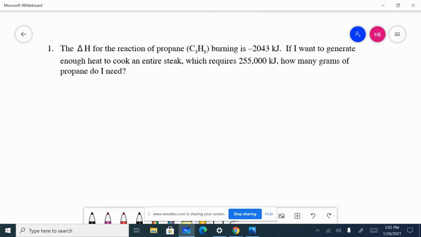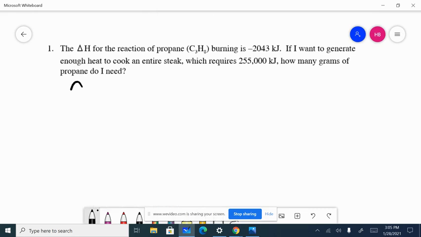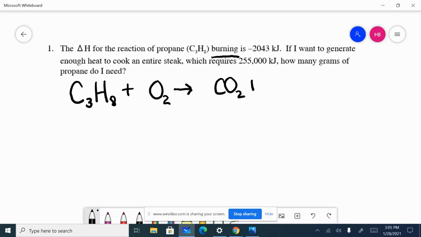So the first thing we need is a balanced chemical equation. So propane, which we use in a lot of our gas grills, burning, let's weed out the clues that we have. Burning means it's chemically combined with oxygen. And when you combust a hydrocarbon, the products are always carbon dioxide and water.